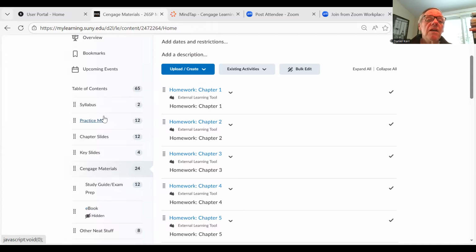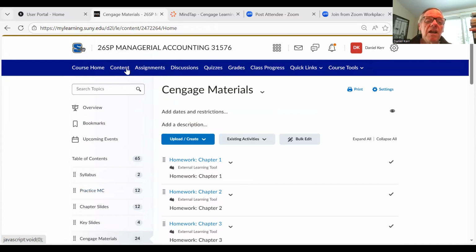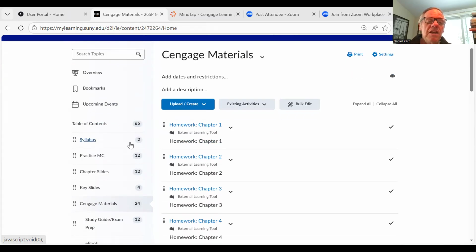Yep, there you are. Okay, so when you click on content, you're going to see something that looks like this. I call your attention to the left-hand side. All these things here you're familiar with. The order may have changed a little bit; I tried to simplify things. My experience having taught this course for a while is that people do very well on the take-home part, but they tend to struggle on the multiple choice.